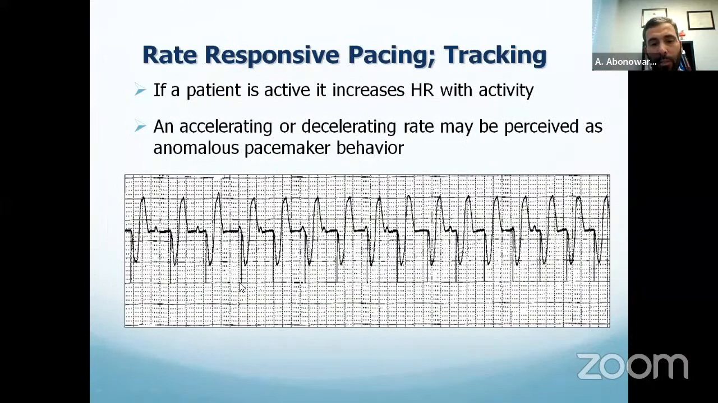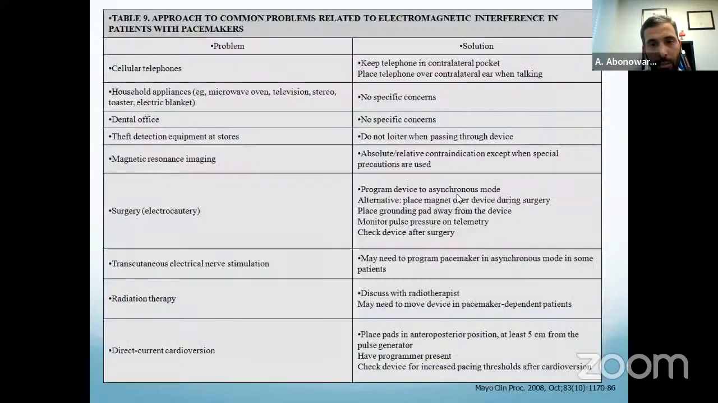Rate response: this patient is running. So if you see a patient running on a monitor, you may see an upper rate of the pacemaker, or tracking, if there's tracking like atrial fibrillation or flutter, and the rate can go up to 130 or 120, depending on the upper rate of the pacemaker. So this is rate response or tracking rate. Pacemaker function is normal in this case, but it has to be interrogated if there's a question or suspected malfunction, which is less likely in this case.